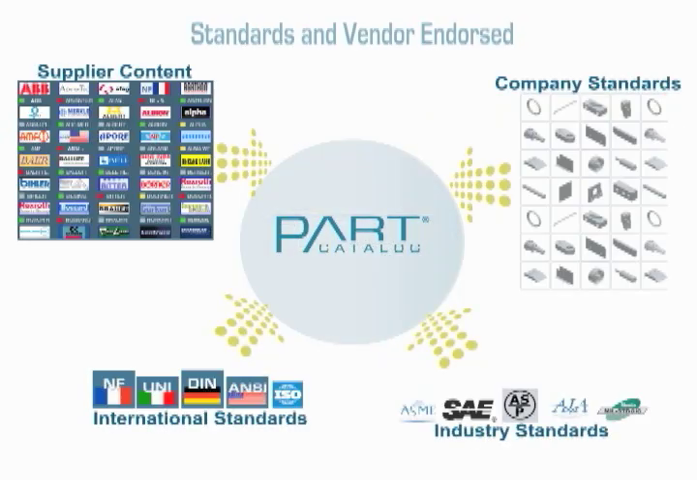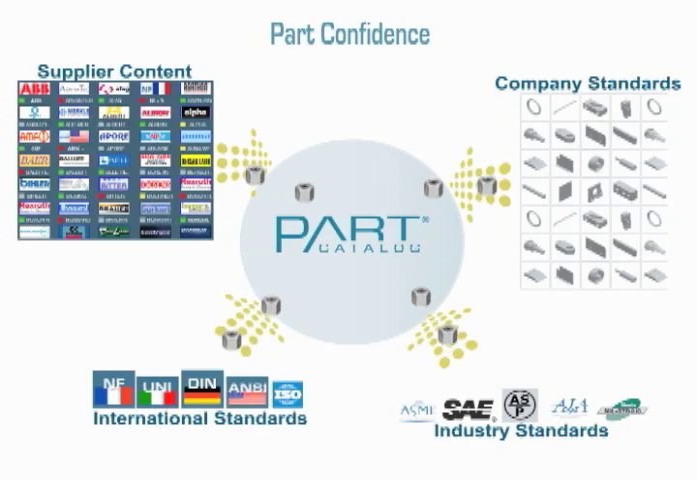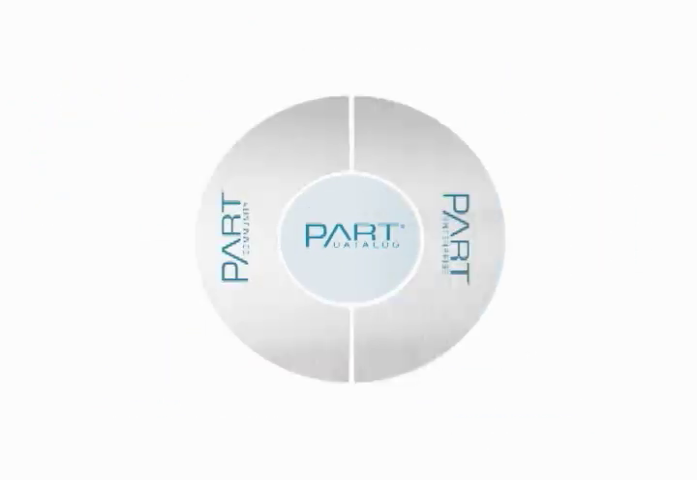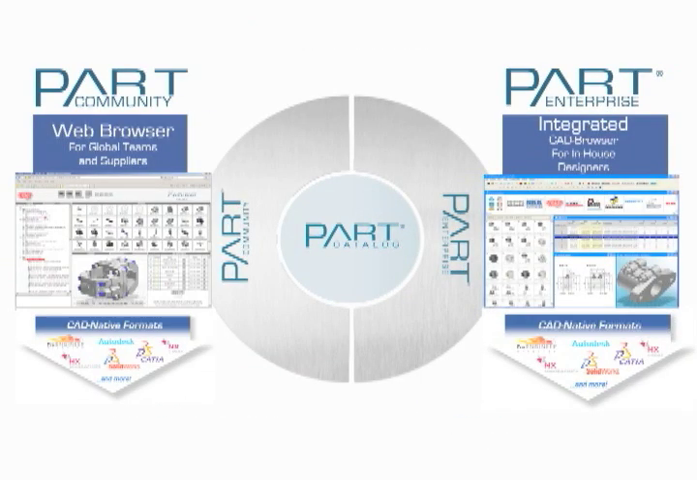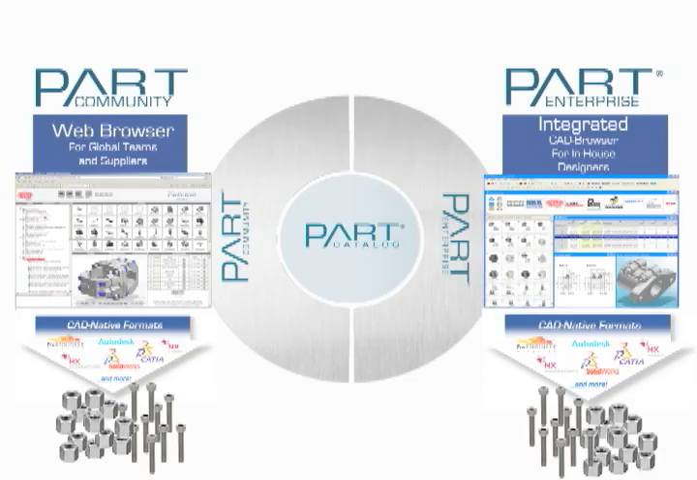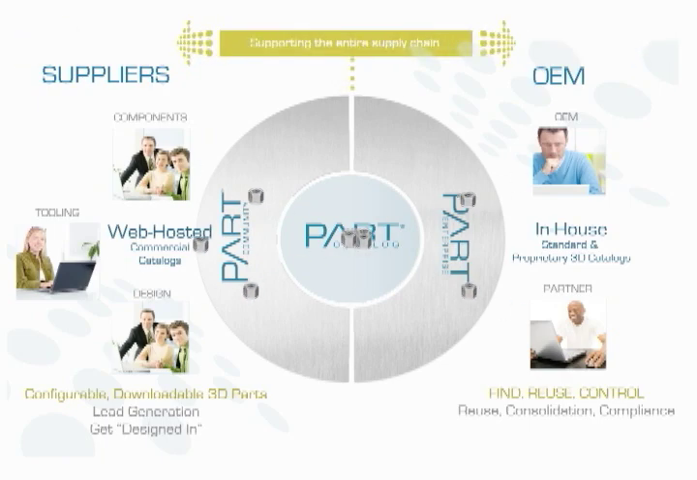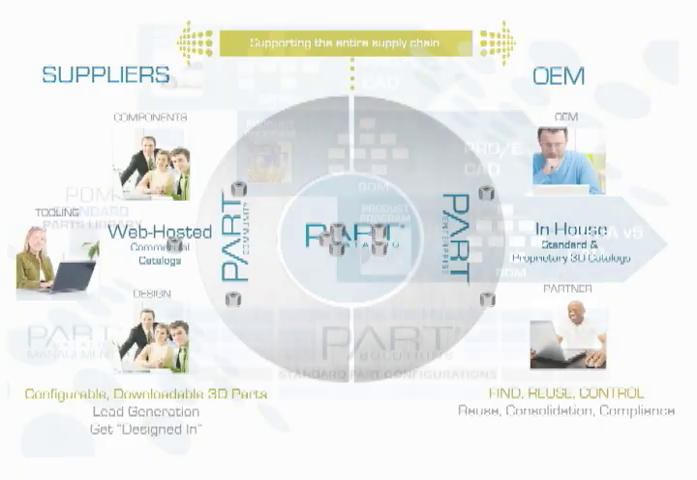The Part Solutions product suite starts with Part Catalog for cataloging 3D standard parts and their millions of parametrically configurable options. The Part Enterprise CAD integrated browser and Part Community web browser provide in-house design teams and global teams access to catalog parts in any native CAD format. Part Solutions enables OEMs to ensure part reuse, consolidation, and compliance through the supply chain, while providing access to the 3D part catalog of your strategic suppliers.